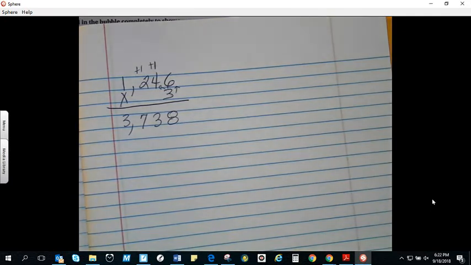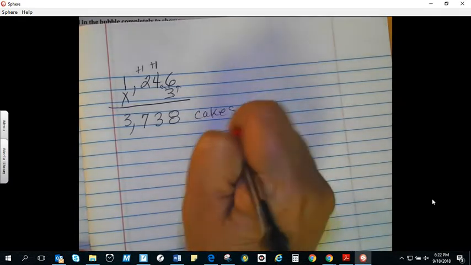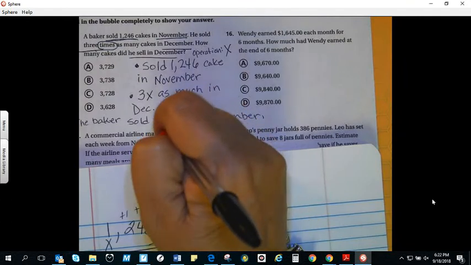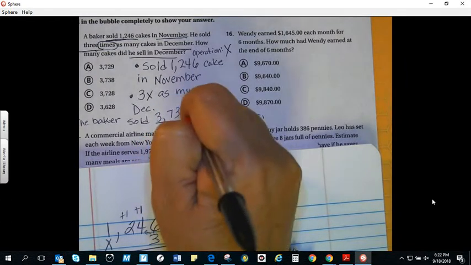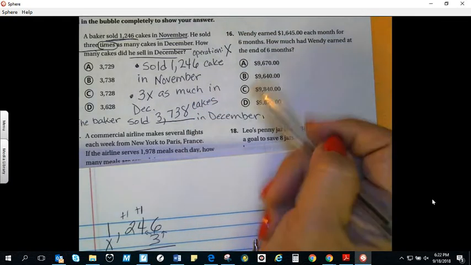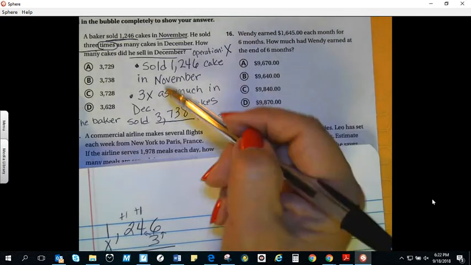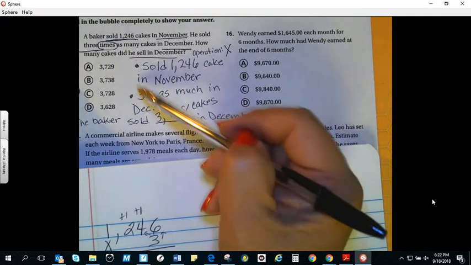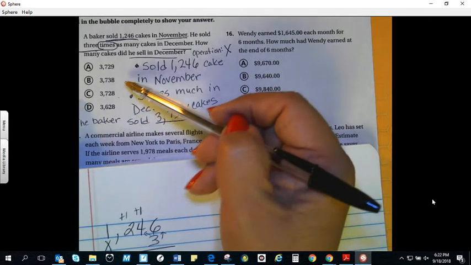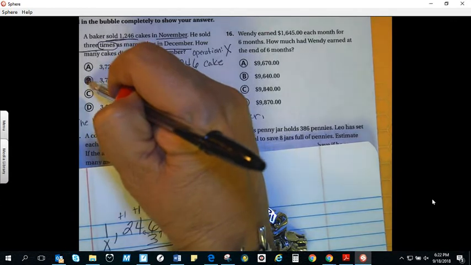And so he sold 3,738 cakes in December. So here I'm going to put my answer, 3,738 cakes in December. And so my answer is, now be real careful because look how, see they have it, 3,728. They're looking at where the simple mistakes you can make. And so the answer is B.